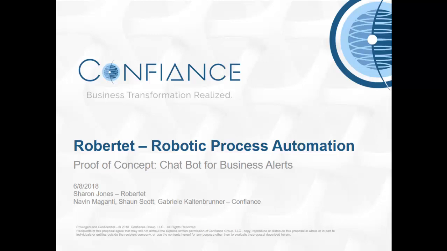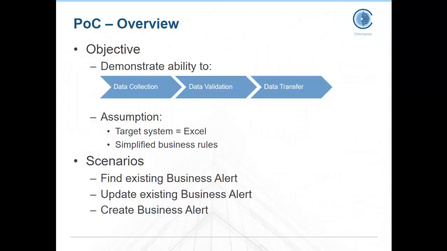The following proof of concept demonstrates how to use a chatbot to create and interact with business alerts. The objective of this demonstration is to show our ability to collect data, validate data, and transfer data. This data is the business alert information. For this example, we will be using Excel as our target system, and we have simplified the business rules.